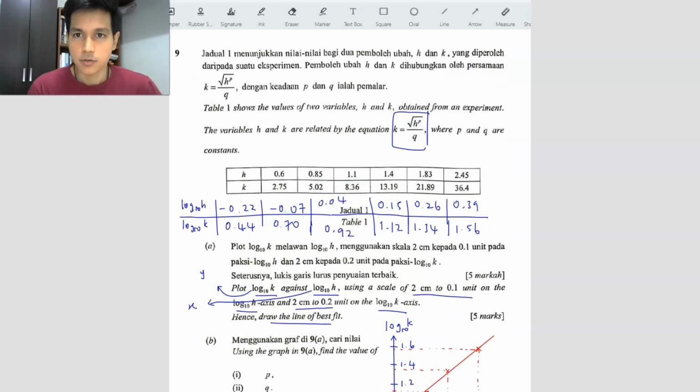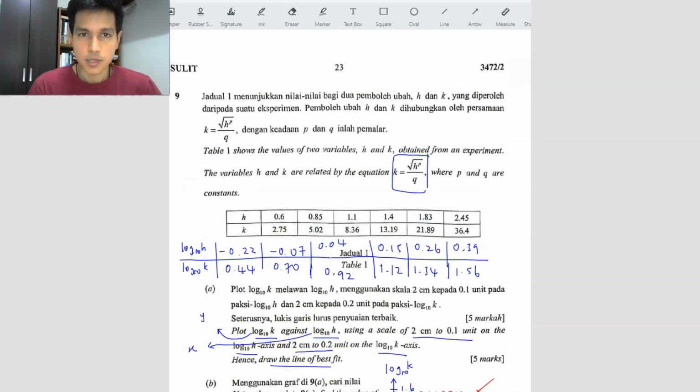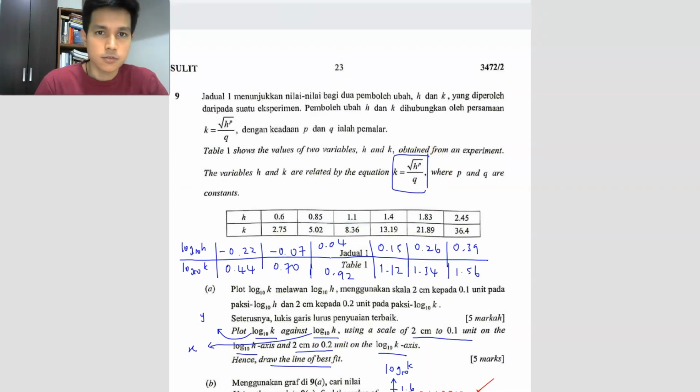So P and Q actually you can get from the equation here. So you see this equation here, you have to use this. Okay, so let's do this. So K equals to, so I'm going to shift the Q. Okay, so KQ equals to square root HP. Okay, H power P. So this graph is in terms of log H and log K.